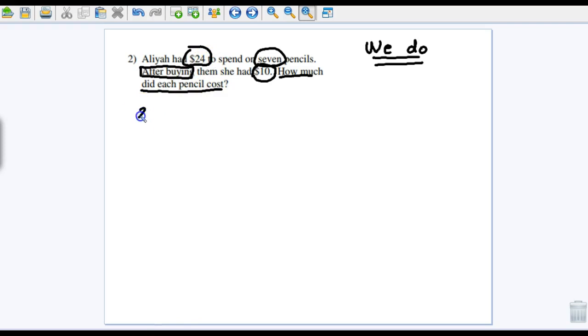So we know that she started with $24, right? We know that she bought 7 pencils. And after she made that purchase, she only had $10 left, right? So this is a subtraction problem because it's after she spent something, this is what she had left. So all I did was take this information and write it down as we saw it. And now we have a simple 2-step equation. Are you with me?